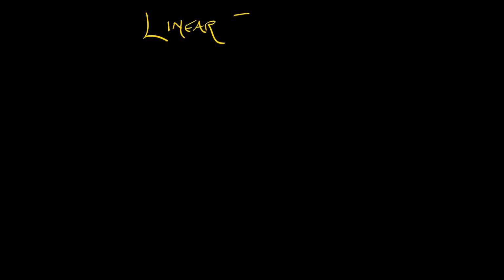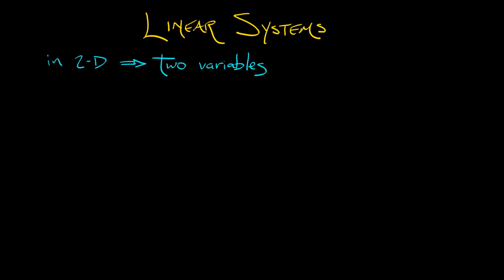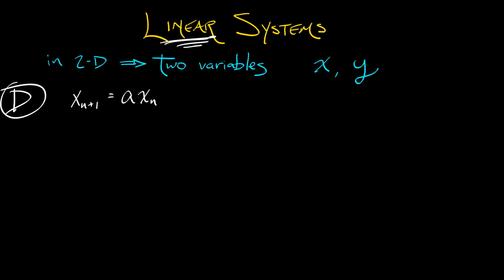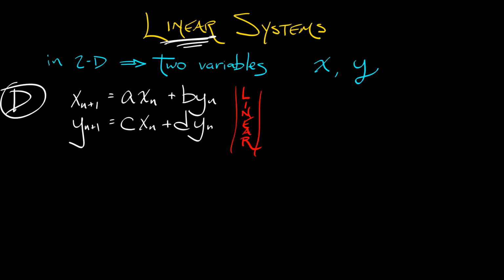Now, for linear systems in 2D, we have two variables, let's say x and y, and we need to see how they evolve over time. So in discrete time, what would this look like? Well, you have x_{n+1} is going to be some linear function of x_n and y_n. So let's say it's a x_n plus b y_n for a and b constants. Likewise, y_{n+1} is a linear combination of x_n and y_n. It's c x_n plus d y_n for c and d constants. Okay, so this right-hand side is really just a linear function of the inputs.